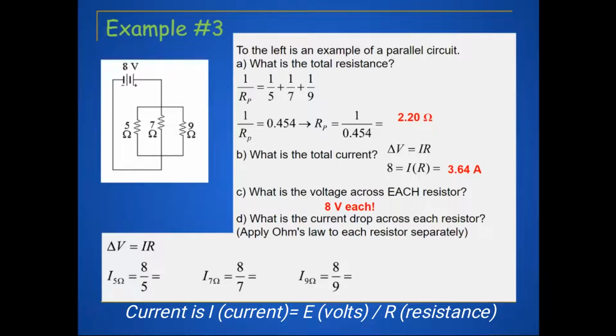So the first one is the 5 ohm resistor equals 8 divided by 5. It's going to equal 1.6 amps. The second is going to be the 7 ohm resistor equals 8 divided by 7. Comes out to 1.14 amps. And the third is the 9 ohm resistor equals 8 divided by 9 comes out to 0.90 amps. Again, we're using Ohm's law.